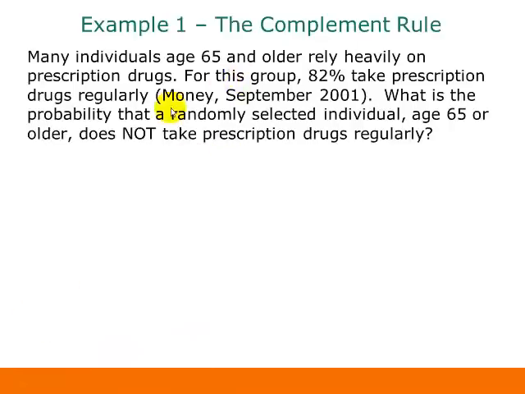Here's an example. Many individuals aged 65 and older rely heavily on prescription drugs. For this group, 82% take prescription drugs regularly. What is the probability that a randomly selected individual aged 65 or older does not take prescription drugs regularly? So the word not is a good clue that you're talking about a complement. Up here we had 82% that do take prescription drugs regularly. Now we're asking about the probability that someone does not do that. So that would be a complement.